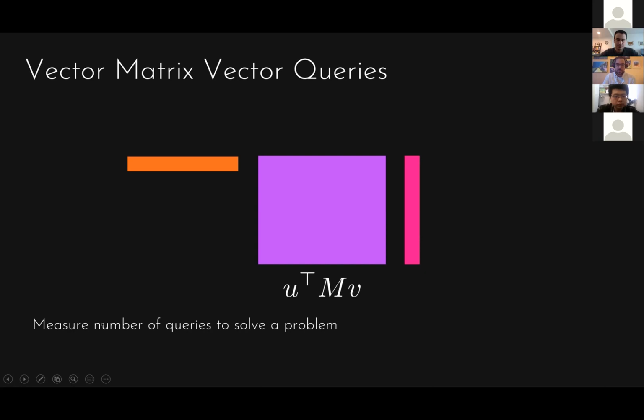But you can make these queries, and then you want to do this a bunch of times, as usual, adaptively, randomly, etc. And so you make a bunch of queries, and you want to learn something about the matrix. And so it's kind of a neat model.